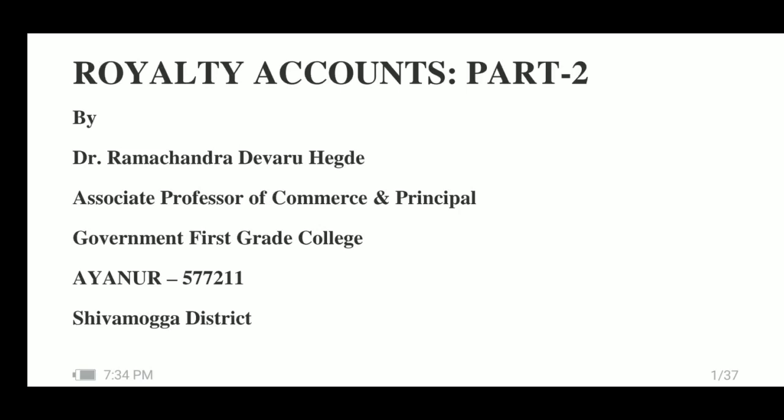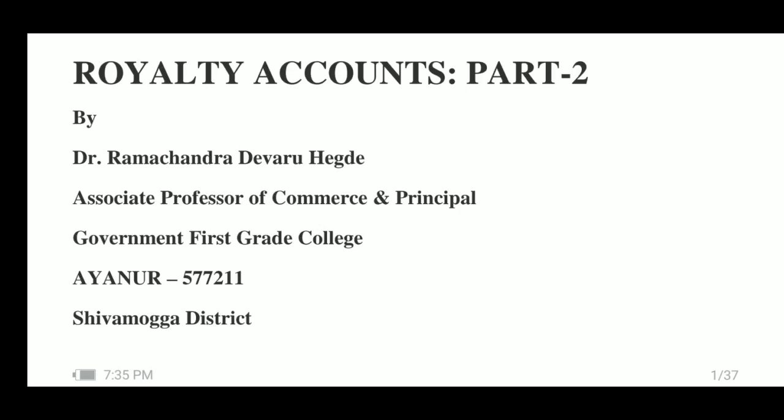5 problems have been solved. Each problem consists of the royalty chart, the working notes, and the journal entries and ledger accounts in the books of both the parties. Friends, you may verify the description part of this video, where the PDF format of the same study material has been given.